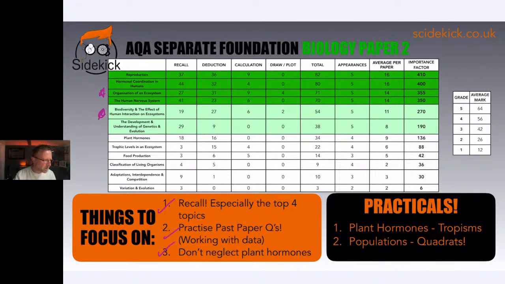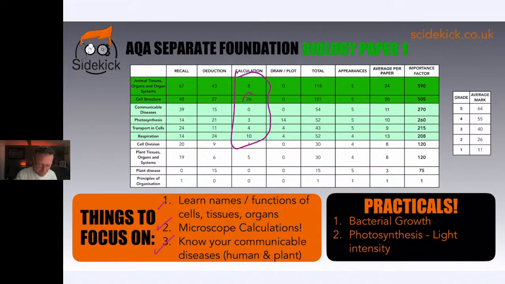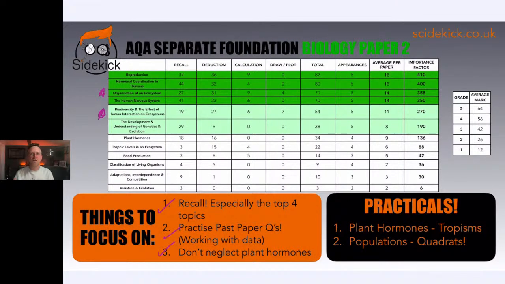Now, speaking of calculations, you'll notice that in biology there are very few calculations really, apart from all these microscope questions here. Most of it is recall and deduction for biology, okay? So you need to change the way you revise for the 3 different subjects, all right? So that's biology paper 1 and biology paper 2, okay?